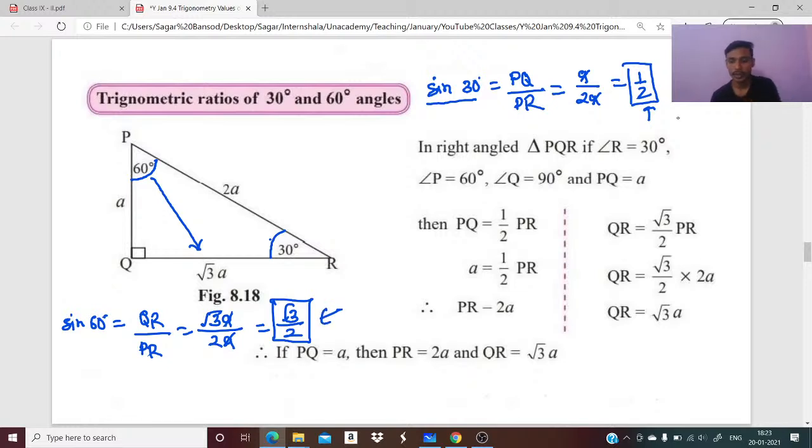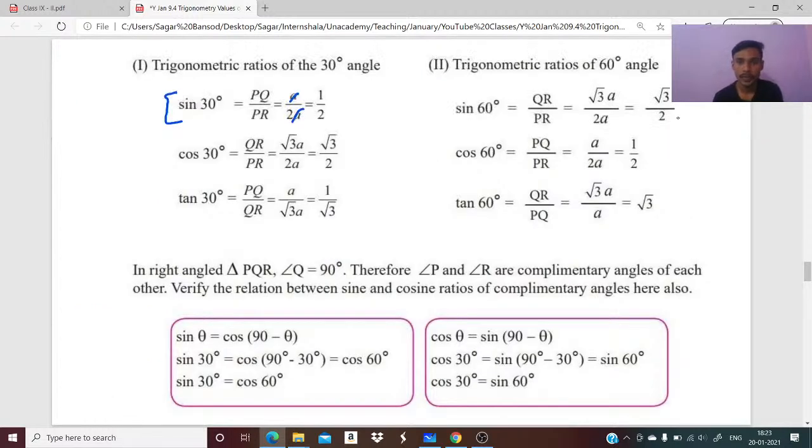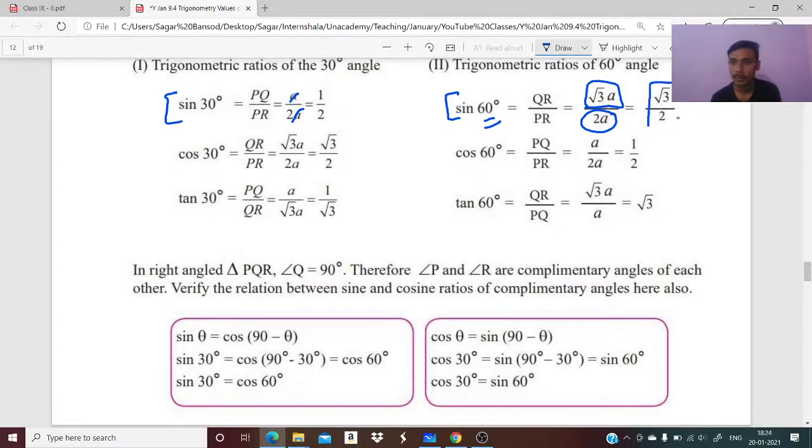Now if you have a look at the next slide, your sine 60 degree was QR by PR, so your QR is root 3A and your PR is 2A. Therefore, finally, your sine 60 degree is given as root 3 by 2.